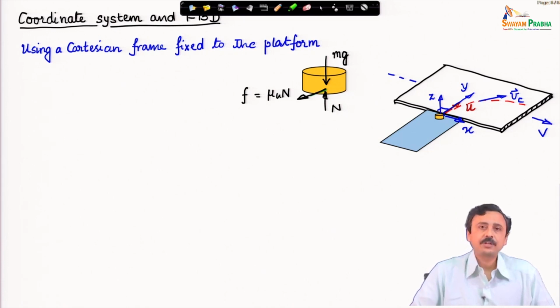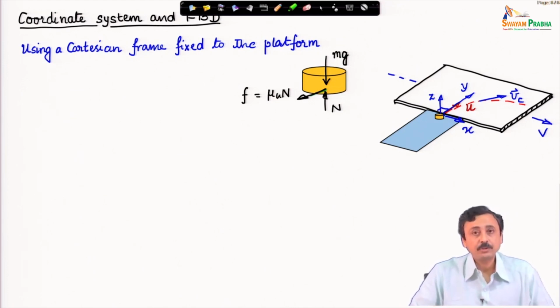Now, what is the direction of the friction force? That is a tricky question. That will not be opposite to V c, the velocity of the particle as seen by the platform fixed observer. Friction force always acts against the relative motion, remember, it always opposes the relative motion. Now, because the belt is moving and the cylinder is moving initially, it is a relative motion against which the friction force will act. So, we have to determine that.